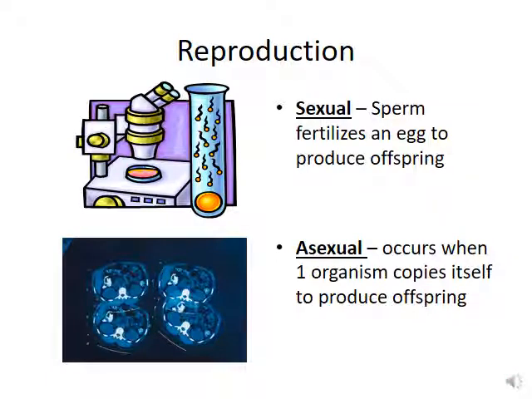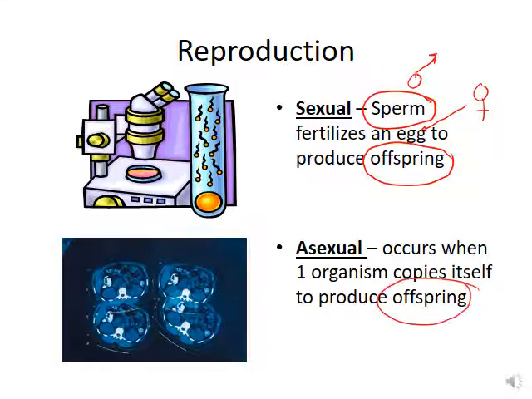As I said, sexual reproduction is the mating between the sperm, which is the male gamete, and the egg cell, which is the female gamete, to produce the offspring. From now on, the word offspring refers to the descendants, or the sons and daughters. Asexual reproduction occurs when one organism copies itself to produce the offspring. An example is bacteria, which divide and give the offspring.